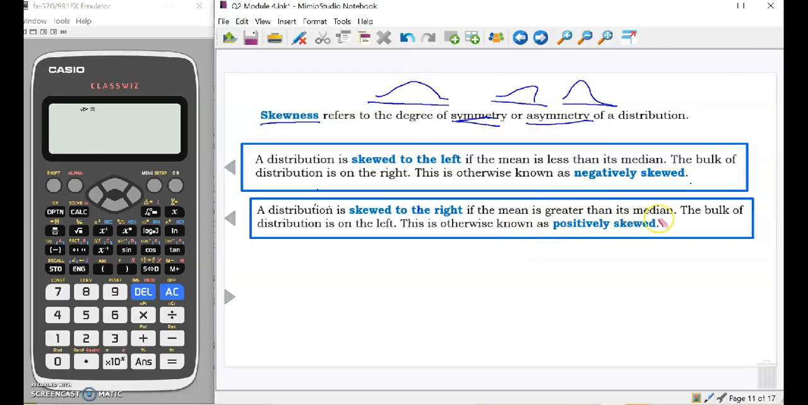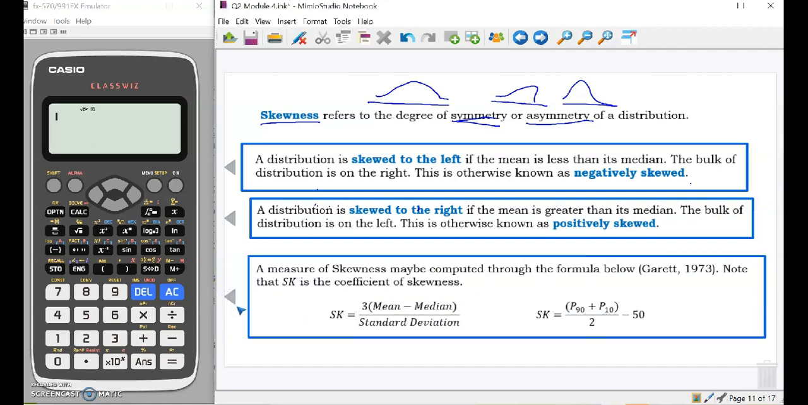If the mean is greater than the median, it's skewed to the right or positively skewed. If the mean is less than the median, it's skewed to the left or negatively skewed. But teacher, is it possible for us to solve for the skewness? Is there such a thing as coefficient of skewness? There is such a thing as degree.